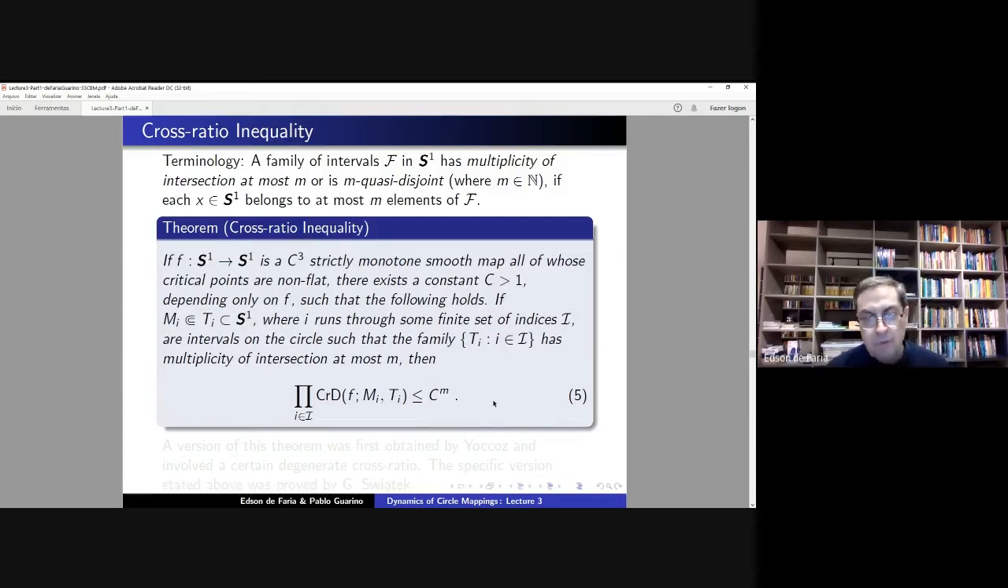Anyway, I'm not going to go into the details, but like I said, the first version of this theorem for this degenerate cross ratio that Yoccoz considered was obtained by Yoccoz himself. And this specific version that I stated here was proven by Grzegorz Świątek.